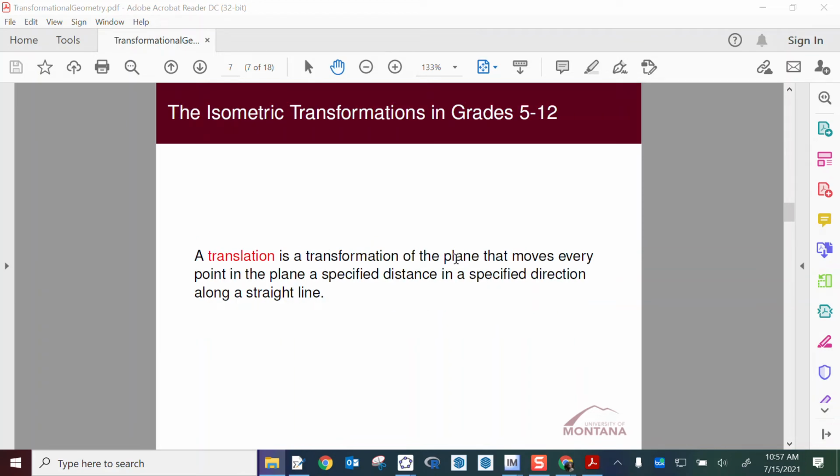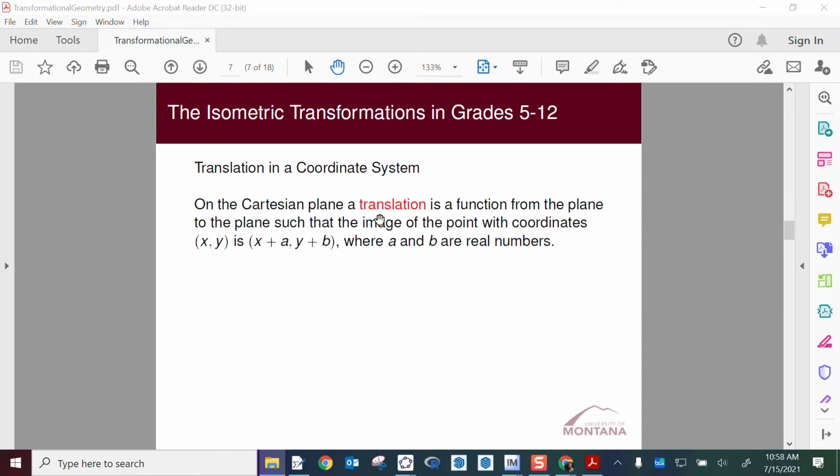So let's talk about the transformations that are isometric in grades 5-12. Translation is a transformation of the plane that moves every point in the plane a specified distance in a specified direction along a straight line. So in other words, this is the slide, right? And what do we teach kids about the slide?